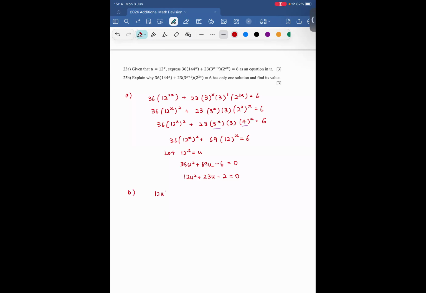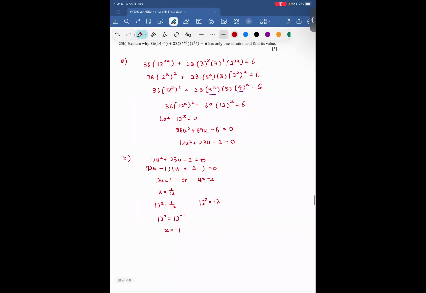So now when you try to solve this, you factorize. You try to solve for u first. You get 12u equals to 1 or u equals to minus 2. So u equals to 1 over 12. And we know that u is actually 12 power x. So this one, 12 power x equals to negative 2. Okay, so this is actually 1 over 12 is actually 12 to the power negative 1. So x is equals to negative 1.